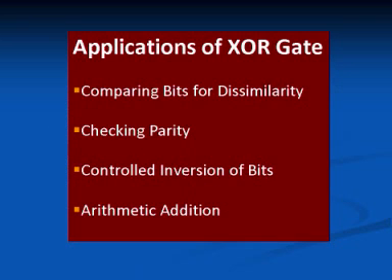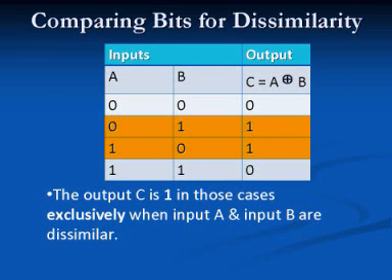XOR gate is a special gate in the sense that it has many applications because of its unique nature. These are comparing bits for dissimilarity, checking parity, controlled inversion of bits, arithmetic addition. Now the first feature is comparing bits for dissimilarity. This feature is based on the fact that the output C is 1 in those cases exclusively when input A and input B are dissimilar. This feature can be used for comparing any two bits at the inputs for dissimilarity.